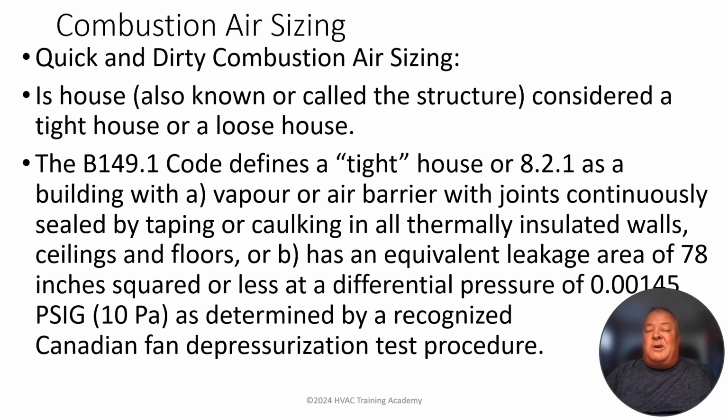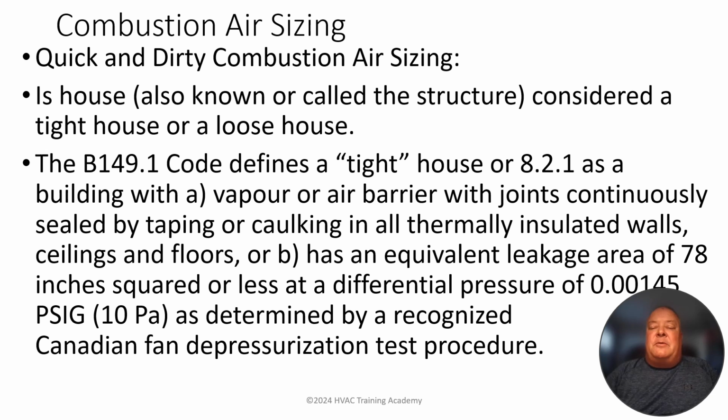The B149.1 code defines a tight house, clause 8.2.1, as a building with A, vapor or air barrier with joints continuously sealed by taping or caulking and all thermally insulated walls, ceilings, and floors, where B has an equivalent leakage area of 78 inches squared or less at a differential pressure of 0.00145 psi gauge, 10 pascals, as determined by a recognized Canadian fan depressurization test procedure. You'll find a lot of times TSSA will also describe close-fitting windows in some of their descriptions, which again would indicate tight construction at that point.